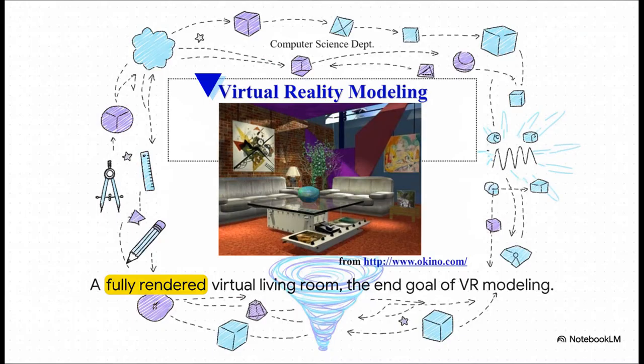Every single thing you see here, the couch, the table, even the way the light from the lamp hits the floor, had to be meticulously created and placed. See, this isn't just a flat picture. It's a space with depth, with physics, with presence. This is what we're aiming for. Now, let's see how we actually get there.